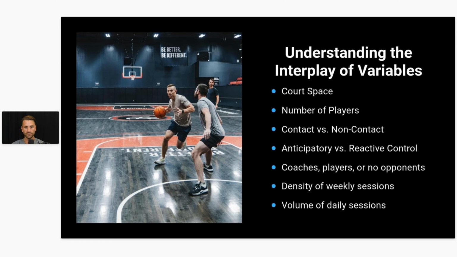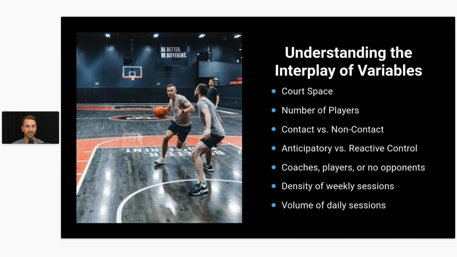Then you have the density of weekly sessions and volume of daily sessions. What that's referring to is we have to look at the end goal of what the player is going to have to do. Meaning, if you're an NBA player, you're going to have to be on your feet playing 3 games a week with 3 additional practices. So you have to be on your feet about 6 days out of the 7 days, roughly speaking. So your rehab or your return to play criteria has to hit that. It can't be go, progress, take 2 days off, go, progress, take 2 days off.